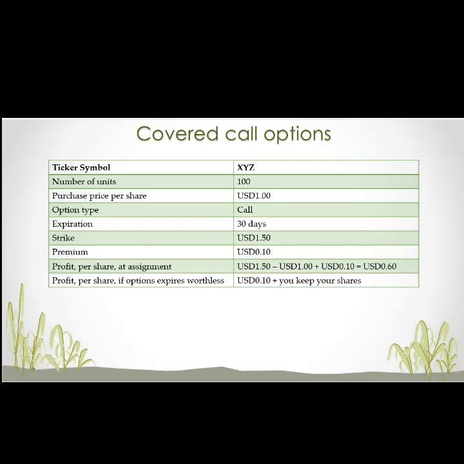In this case, you still get to pocket the 10 cents per share that you were paid as a premium at the start of the contract, and you still get to keep your 100 units of XYZ shares, as it doesn't make sense for the buyer of the call options to exercise their right to buy those shares at $1.50 when they can buy the shares for a lower price in the open market.